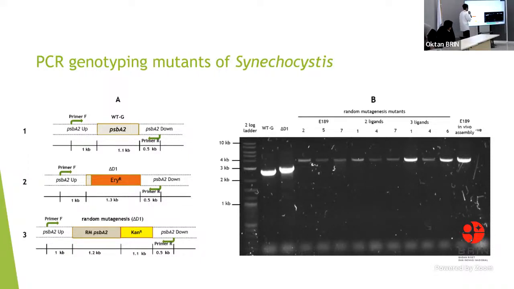So the idea is if the cyanobacteria has the normal D1, it will have a larger fragment because it's inserted with the kanamycin resistance and the protein itself. So the size of the amplified PCR will be higher, as we can see here. So all of the mutants have fully segregated, meaning that the genome has already taken up all the transformed fragments, compared to the background strain, which is the knockout.